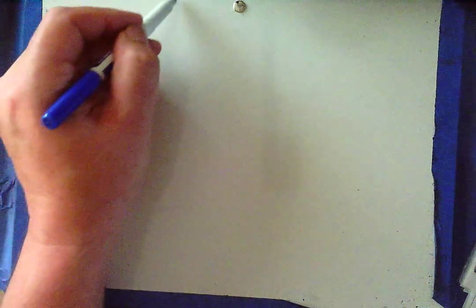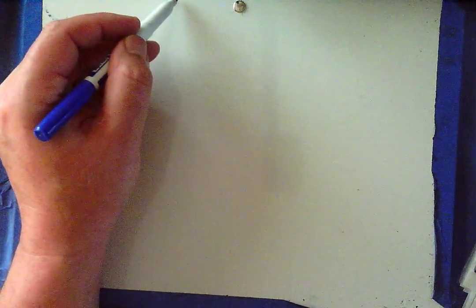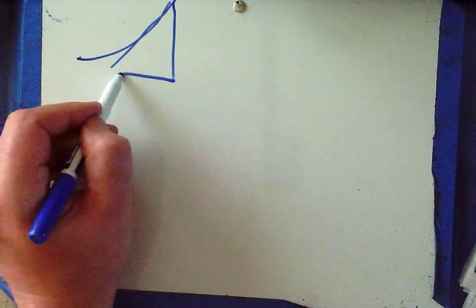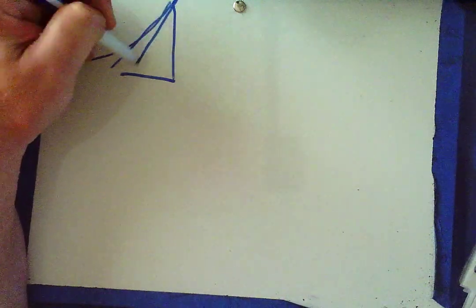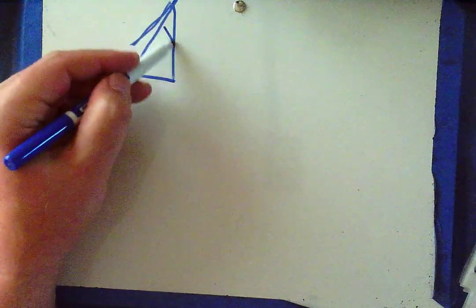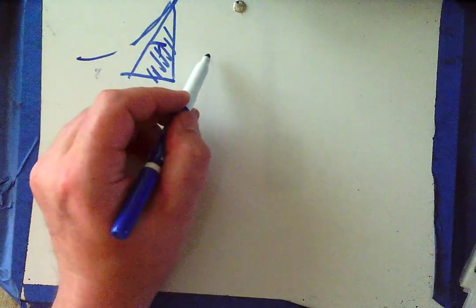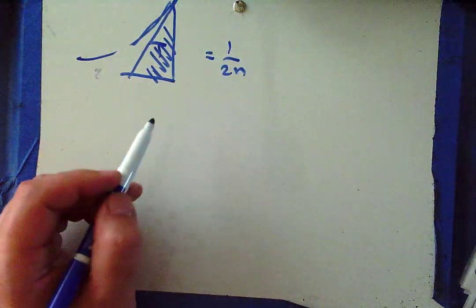Part B. Let the triangular region bounded by the tangent line at x equals 1. Okay, so this, and this, I guess, that's my tangent line. And they're saying that this area, T, equals 1 over 2n.